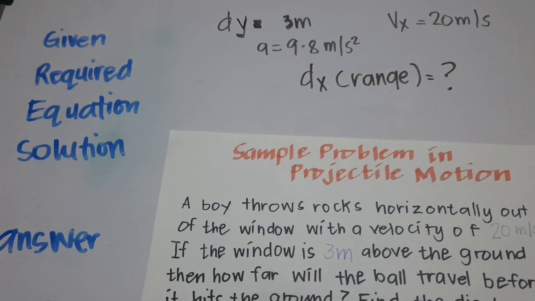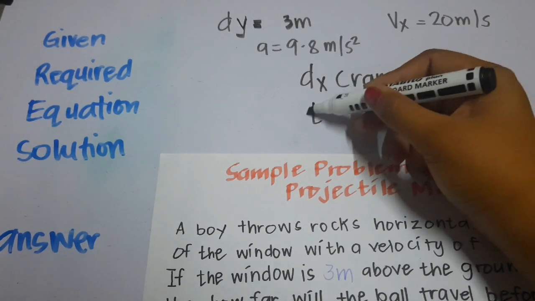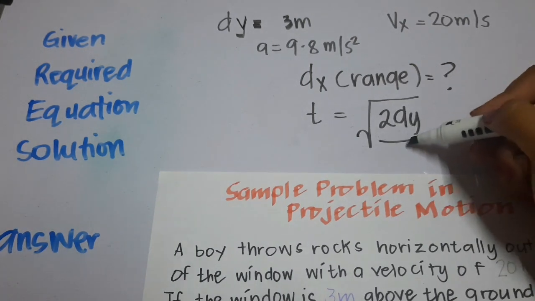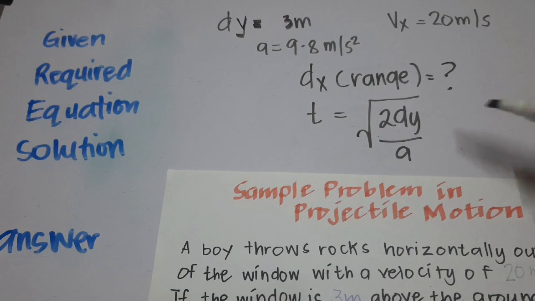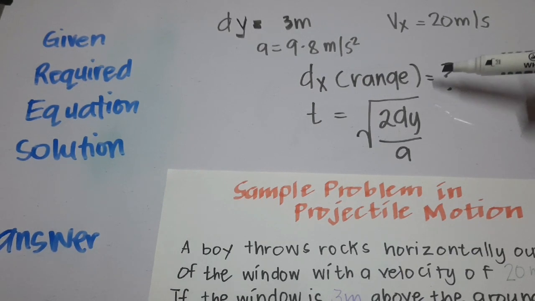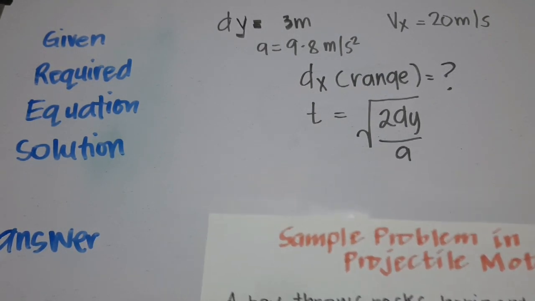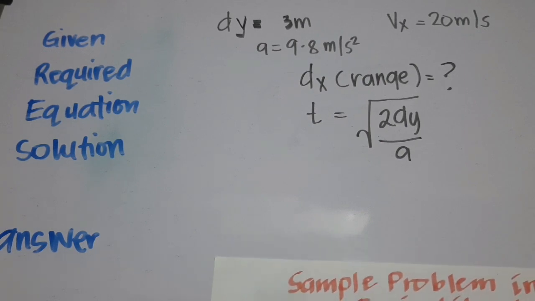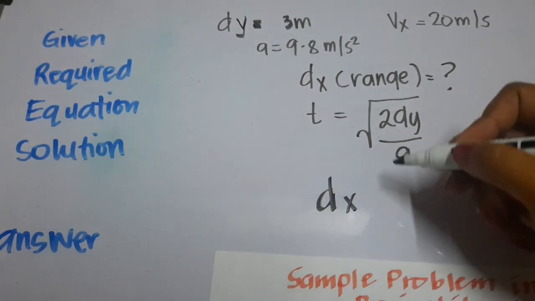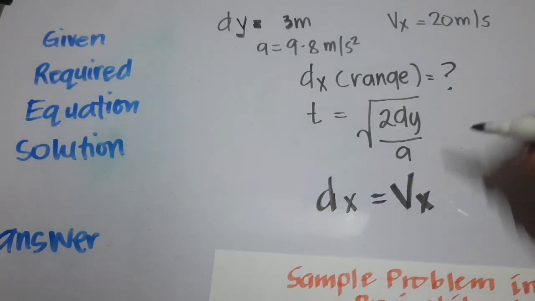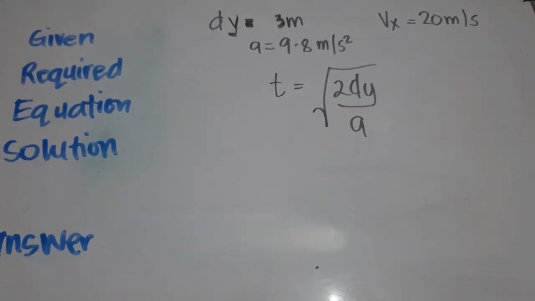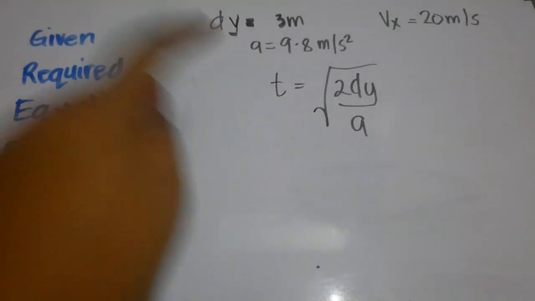Before we can find the range, we must use the formula of time, which is square root of 2 dy over a. So we must find first the time before we can find the distance in x-axis. So what is the formula for distance in x-axis? So that is dx is equals to vx times time. Let's solve for the time. So this is the formula for time.